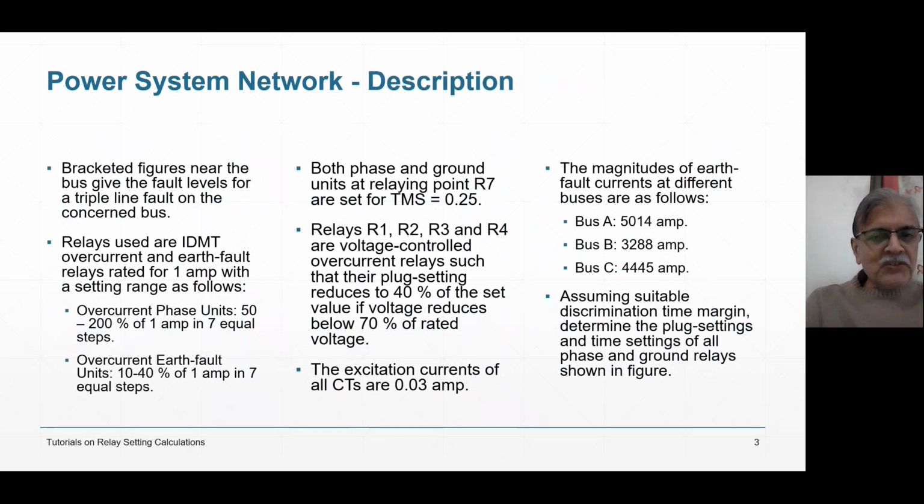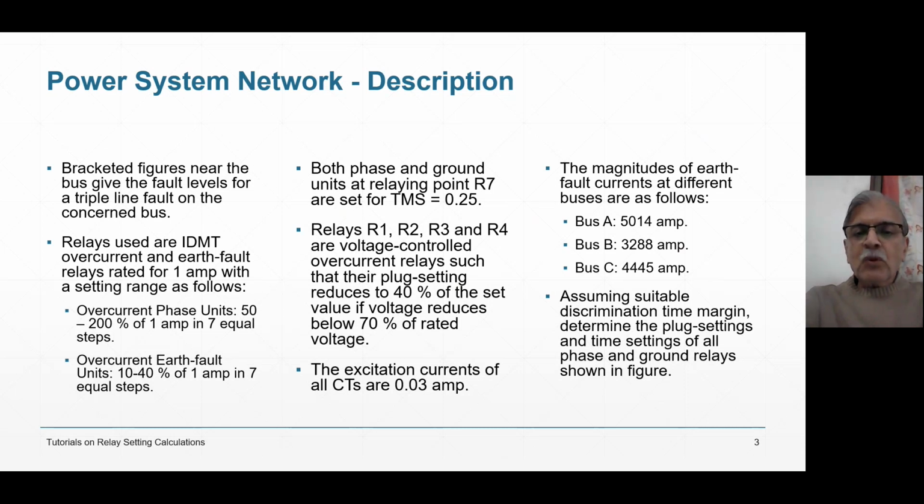The details we have already read. For the sake of repetition, I will repeat hurriedly. Bracketed figures near the bus give the fault levels, as we have seen. Relays used are IDMT overcurrent and earth fault relays for 1 ampere with a setting range. But the setting range is not this now. This was an old example, so the setting range will differ. We will see what the setting range is. Both phase and ground units at relaying point R7 are set at TMS 0.25. We will maintain that as it is.